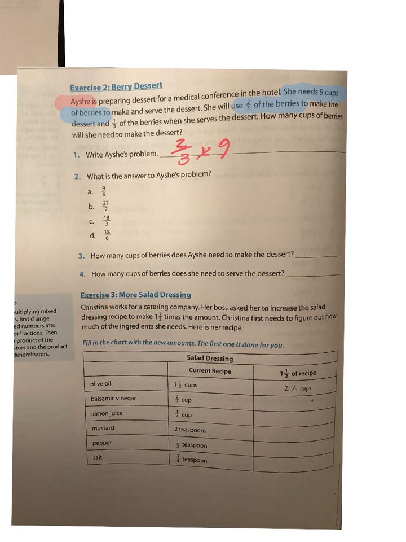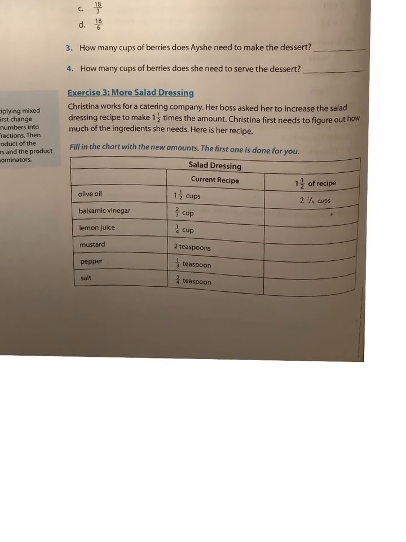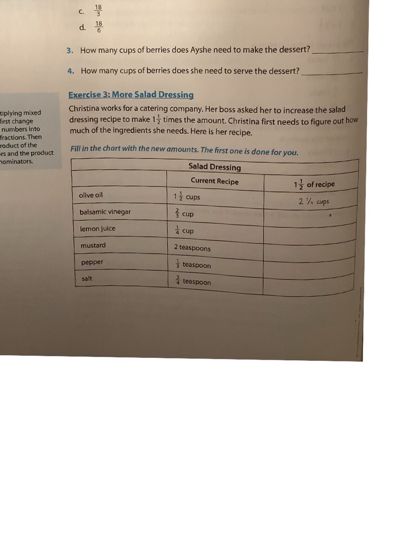Christina works for a catering company. Her boss asked her to increase the salad dressing to make 1.5 times the amount. Okay, so Christina first needs to figure out how much of the ingredients she needs. Here's a recipe. So here's the current recipe right here. She's making the recipe 1.5 times whatever it was. So we're going to take 1.5 times whatever numbers are here.